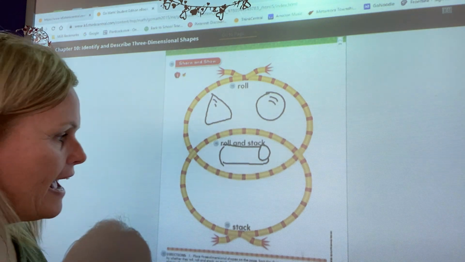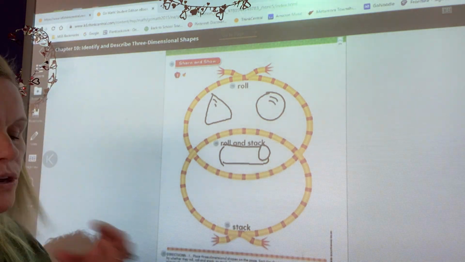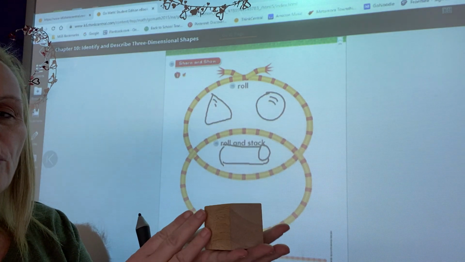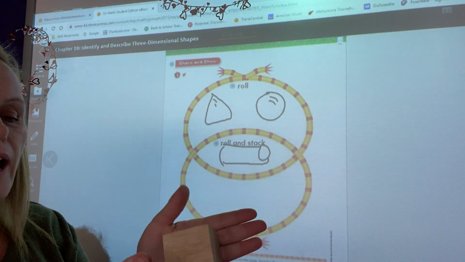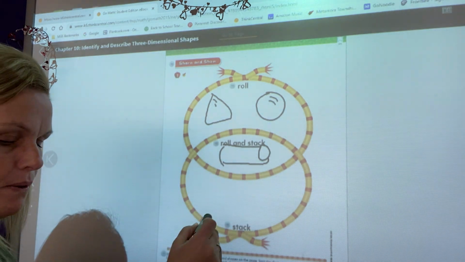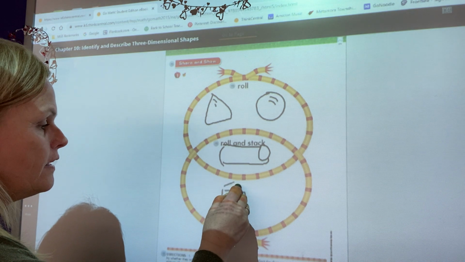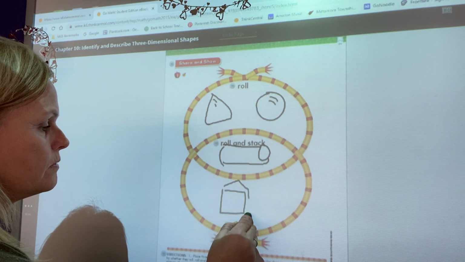All right, and the last column would be things that just stack. And so a cube cannot roll on a curved surface because it has all flat surfaces. So this would be the only shape that we would put in the stackable.